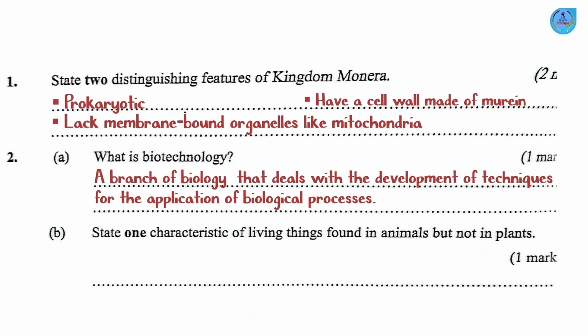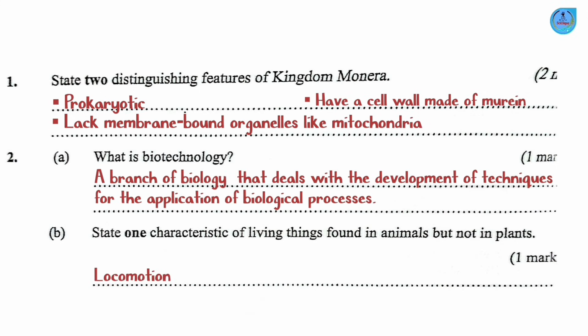Moving on to part B. State 1 characteristic of living things found in animals but not in plants. Okay. Now, earlier on in Form 1, you were introduced to the 8 characteristics of living things. For a substance to be classified as a living organism, it needs to have all of these 8 characteristics. Now, what the question is asking us is that out of these 8, there is one that is absent in plants, but is present in animals.